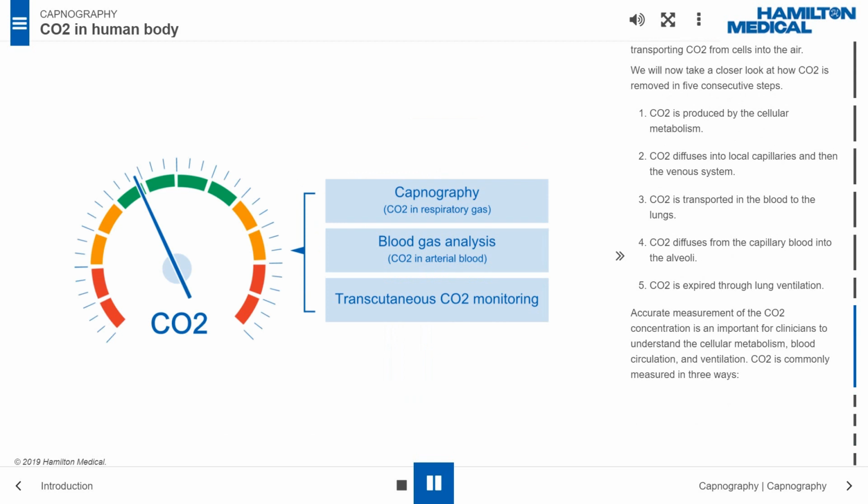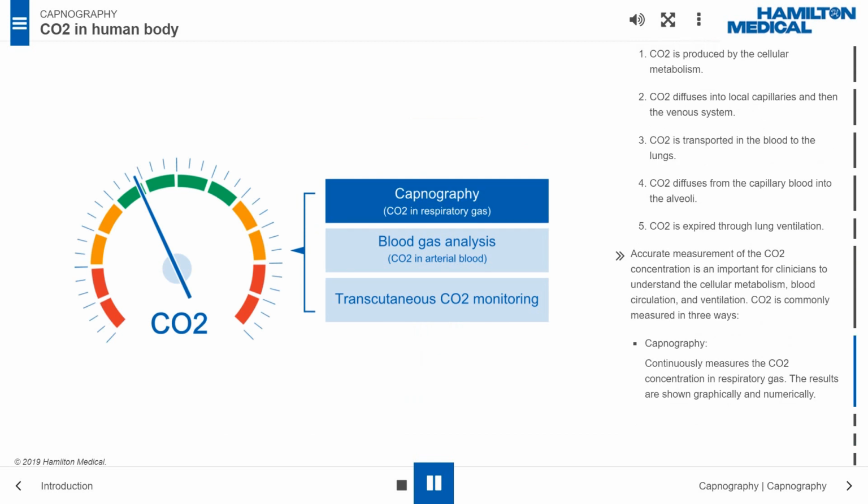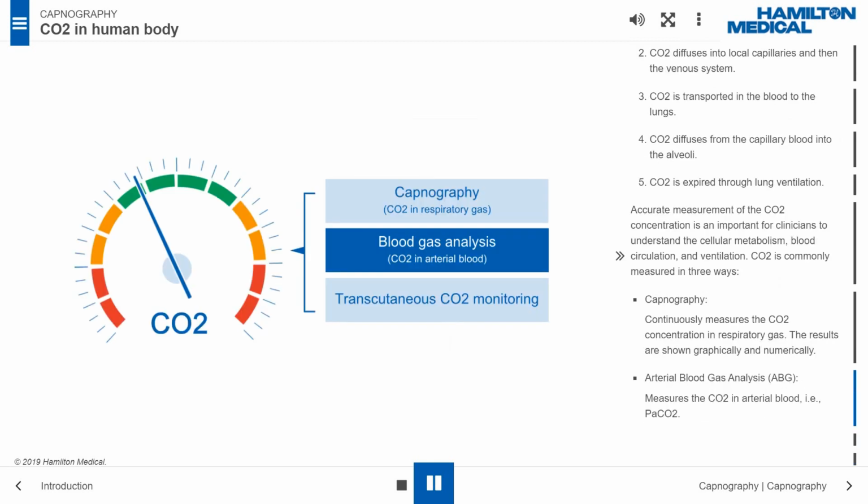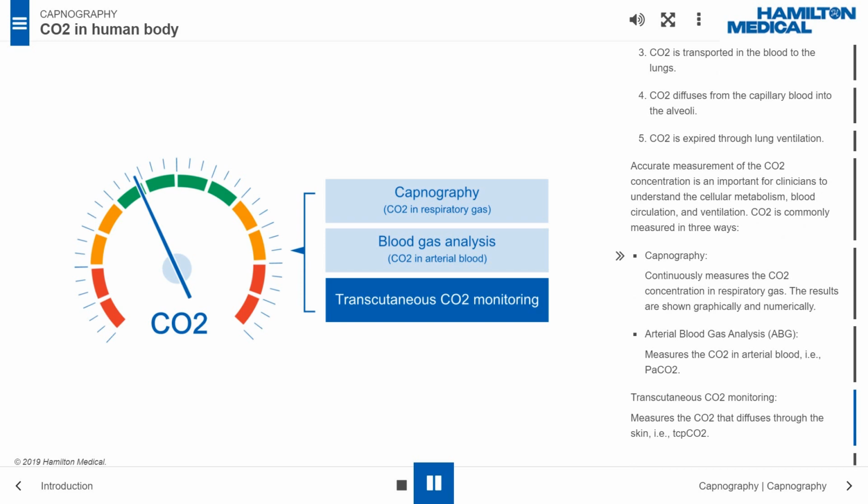Accurate measurement of the CO2 concentration is important for clinicians to understand the cellular metabolism, blood circulation, and ventilation. CO2 is commonly measured in 3 ways. Capnography continuously measures the CO2 concentration in respiratory gas. The results are shown graphically and numerically. Arterial blood gas analysis, ABG, measures the CO2 in arterial blood, that is, PaCO2. Transcutaneous CO2 monitoring measures the CO2 that diffuses through the skin, that is, TCPCO2.